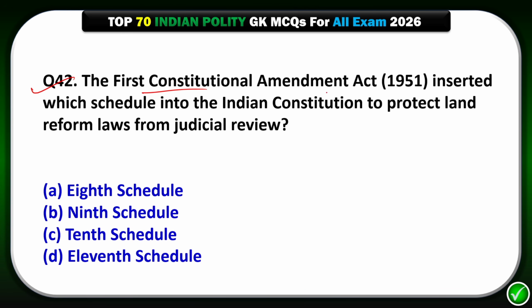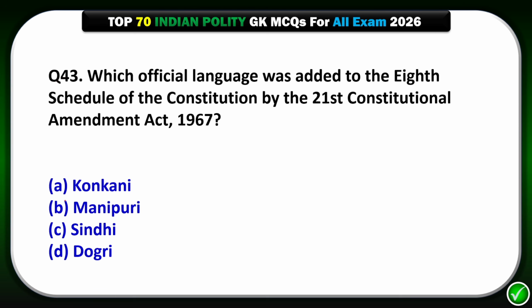42. The first Constitutional Amendment Act of 1951 inserted which schedule into the Indian Constitution to protect land reforms laws from judicial review? Option number B. 9th schedule.